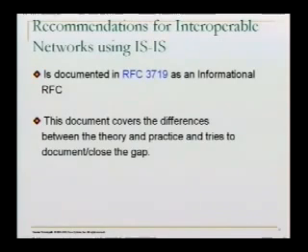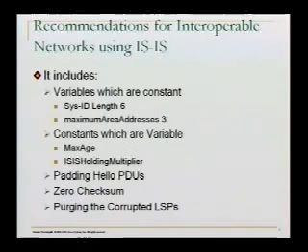And the second half of the draft, so they're broken down into two things. One is for IP specific information and the other for regular ISIS specific information. That was in the queue, and this got its RFC number before the other one, which is RFC 3719. This again covers the differences between the theory and the practice and tries to document or close the gap.